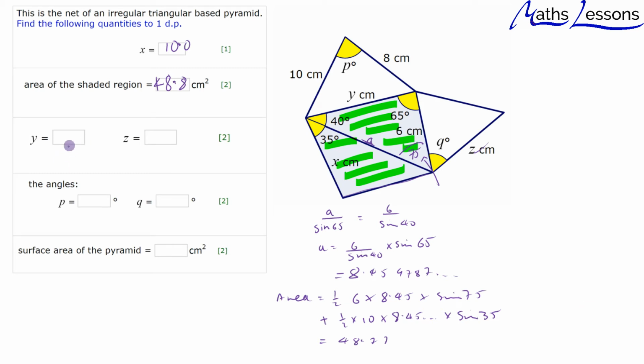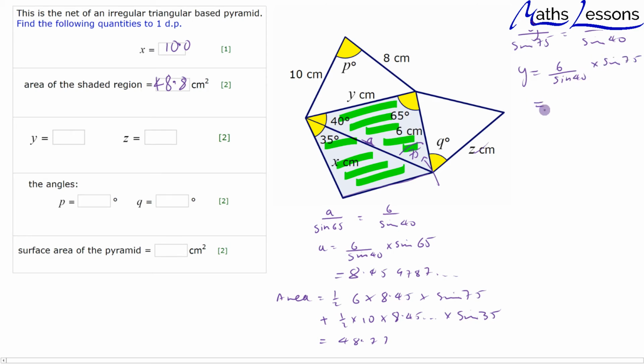Okay, so let's have a look at y. Now we know that y is opposite the 75 and you've got the 40 opposite the 6. So to find out y, we can use y over sine of 75 is equal to 6 over sine of 40. So y just equals 6 over sine of 40 times by sine of 75.